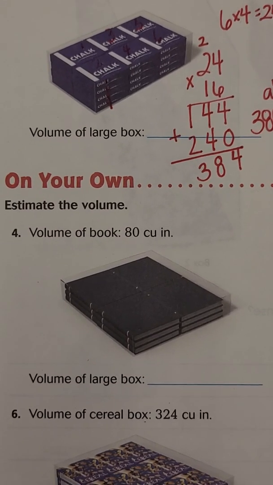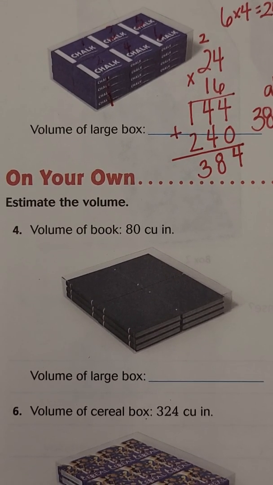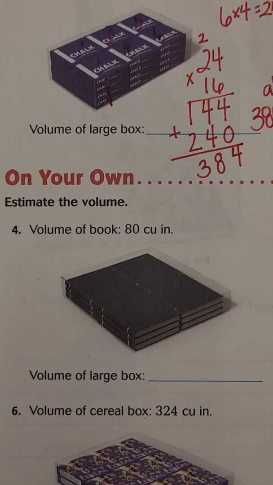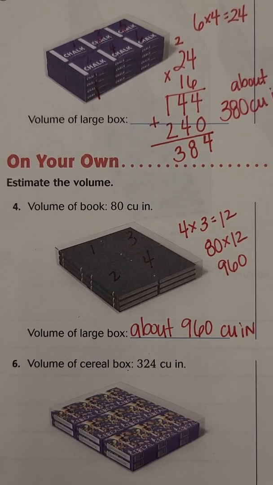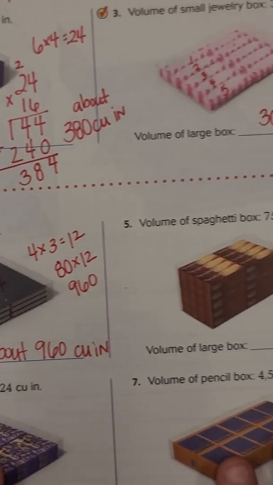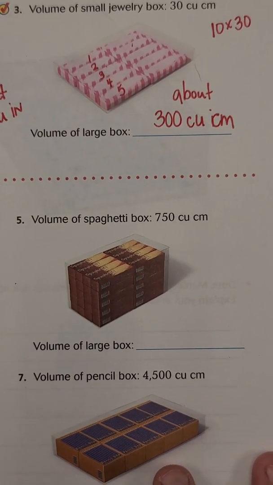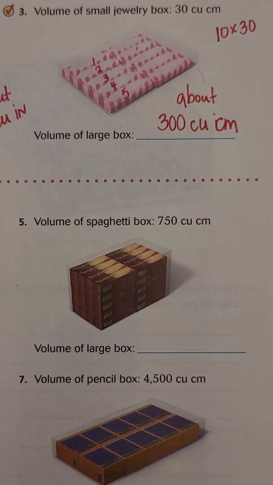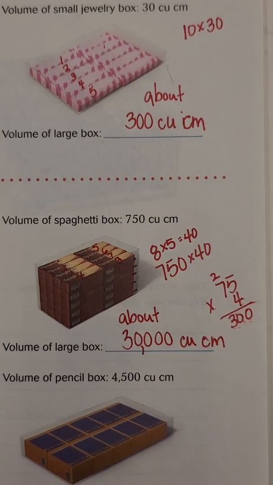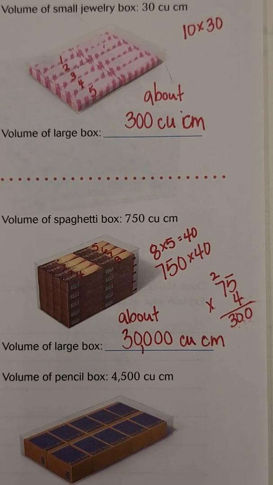All right, so let's go to number 4. I want you to do this one on your own. So go ahead and pause the video and then play it to check your work. Hopefully you said about 960 cubic inches. If you did, yay, good job. Let's go ahead and go to the next one. This one, we're finding the volume of a box of spaghetti boxes. So go ahead, pause the video, and then check your work. Hopefully you got about 30,000 cubic centimeters. If not, just go back and double check your work because this is a bigger problem.